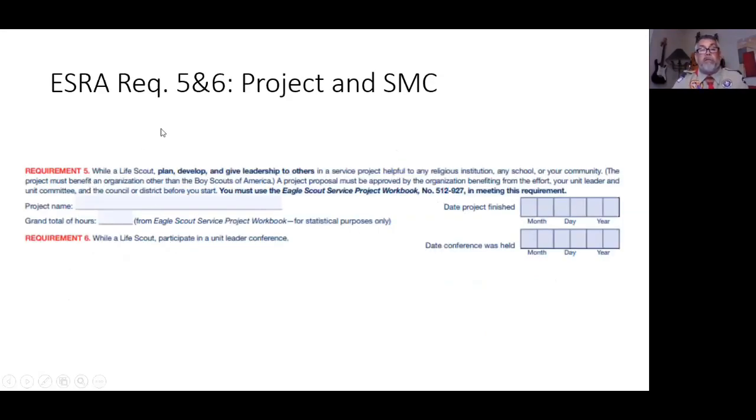The next box here is requirements 5 and 6. The only thing that you're going to put about your Eagle requirement on this ESRA is this box, requirement number 5 right here. You're going to put what was the project name. You built, let's see, the Great Cat Lodge. I'm using Thomas Stiles' book right here. So the Great Cat Lodge, he finished the project, and he'll put the date that he finished that.